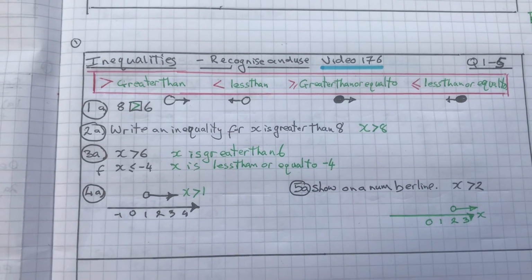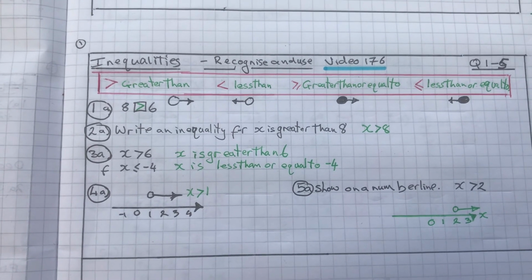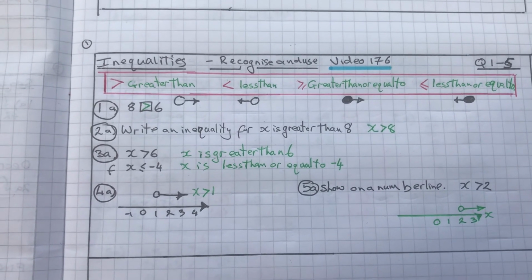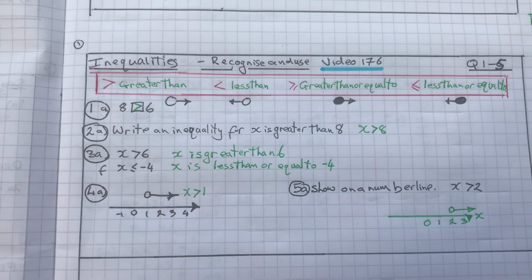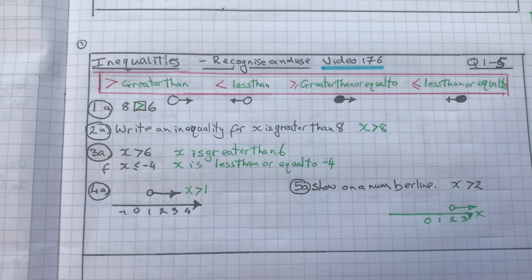If I look at 5a, how do I show x is greater than 2 on a number line? I put a circle at 2, I put an arrow pointing to the right, and I don't fill in the circle. X is greater than 2.